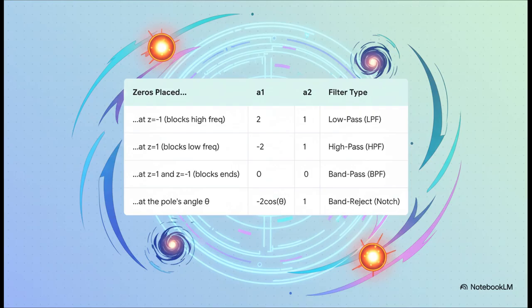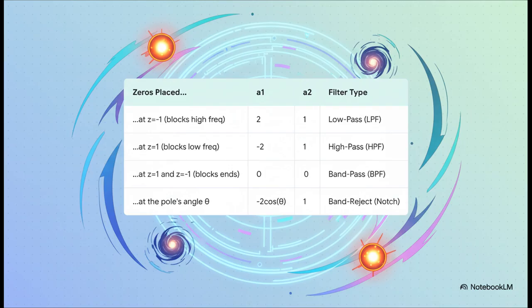It's the cheat sheet that translates where we place our zeros into the actual type of filter we want to build. You see those columns for A1 and A2? Those are those old school confusing numbers we talked about before. But now we don't have to guess. The map tells us exactly what they are based on where we put our nulls. Let's run through a couple of these.